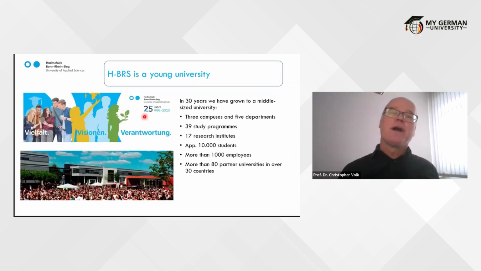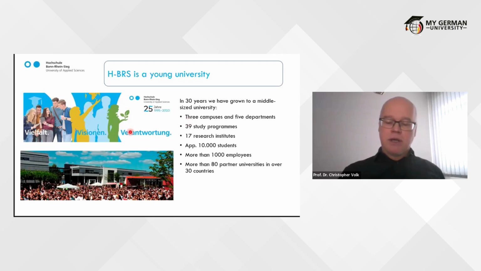Our university is a quite young university, founded 30 years ago, so this year we'll have the 30th anniversary. It is located on 3 campuses. It started as a quite small university, but has continuously grown. So now we offer 39 different study programs in 5 different faculties. We have approximately 10,000 students at the moment, more than 1,000 employees, and quite a lot of partner universities all over the world.